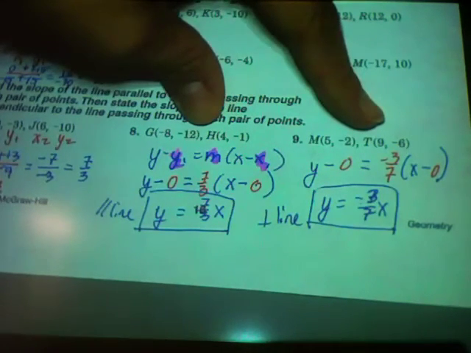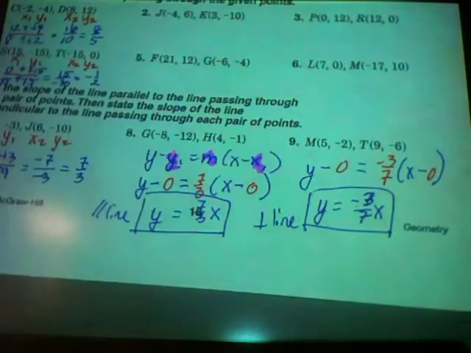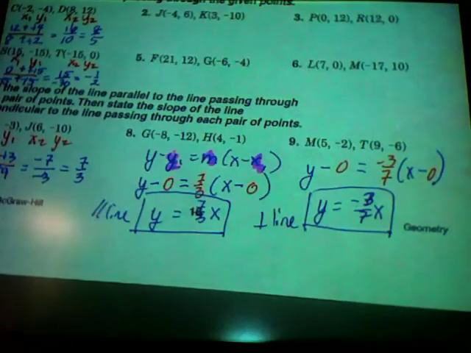If the slopes are the same, what do you conclude? They're parallel lines. If the slopes are opposite reciprocals, what do you conclude? That they're perpendicular. What if they're neither? They're not the same and they're not opposite reciprocals, what do you conclude? Are they parallel or perpendicular? No. So just because they say determine if the lines are parallel or perpendicular, they might not be. So your answer might be they're not.